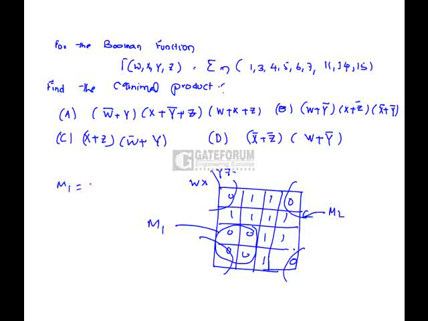See, M1 can be written as, this is 1110, so W bar, this is 0001, so Y, and this one is 0010, this one is X plus Z. That is option C is correct.